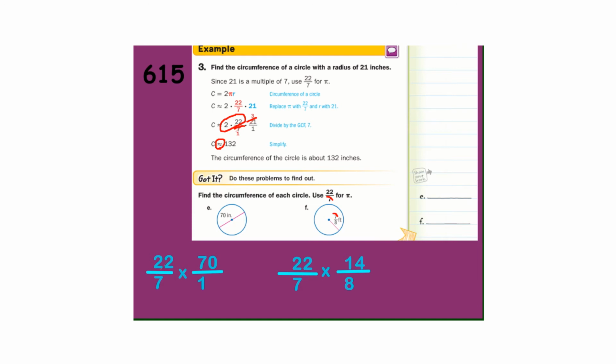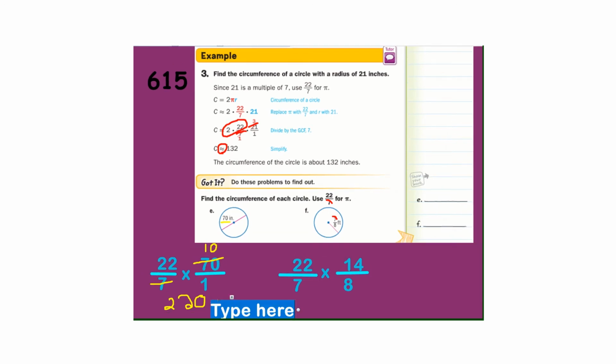Okay, on the first one, we have 22/7, which is your pi. Pi times the diameter. You already have the diameter. 70 is the diameter. So 22/7 times 70. Simplify before you multiply. 22 times 10, 220. And circumference is just labeled inches, okay? Inches, feet, miles, whatever. So 220 inches for letter E.